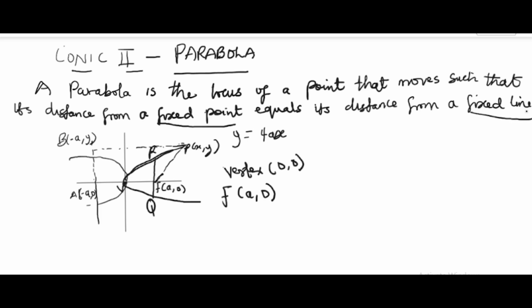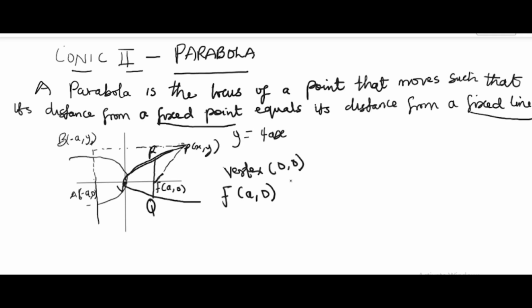Now this fixed point, as you can see, is here. Why is it (a, 0)? It is a because the value of x at this point, remember it's on the x-axis, we call it a. And since it is lying on the x-axis, the corresponding value for y here will be 0. So we have the focus, since it is on the x-axis, to be (a, 0).